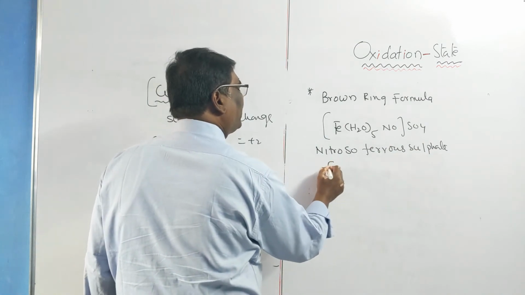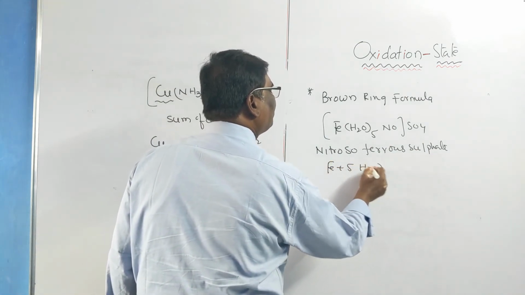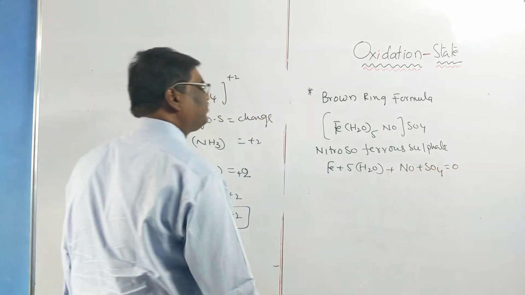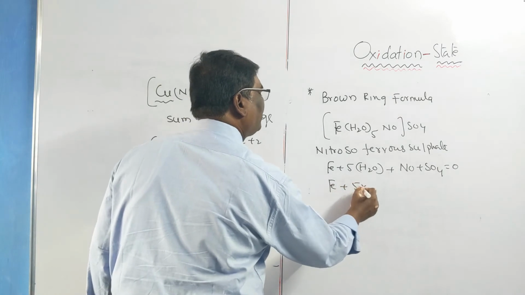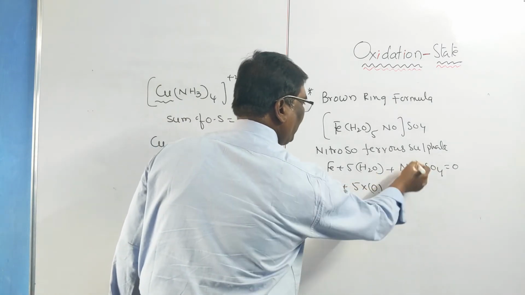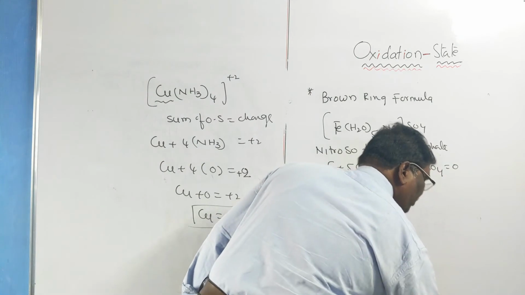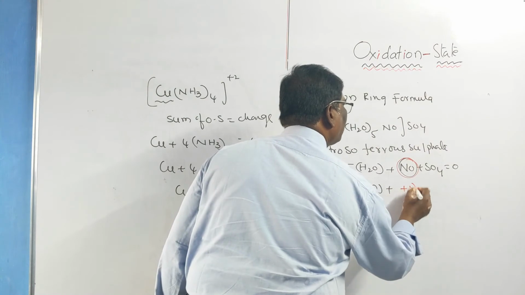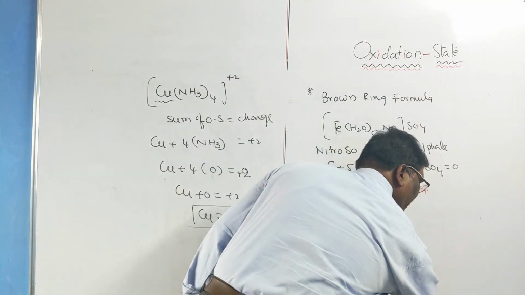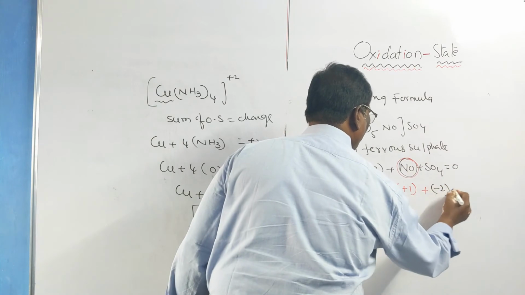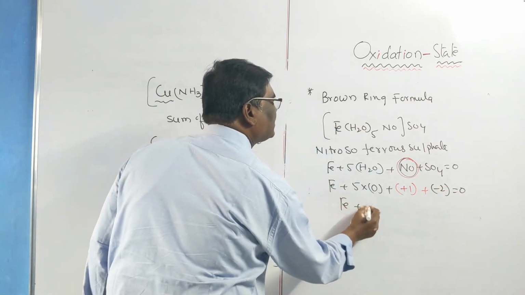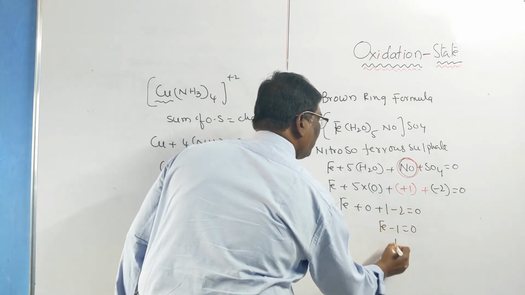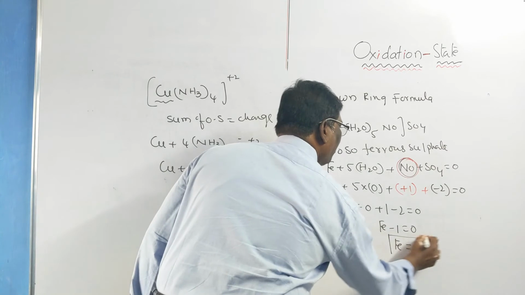Nitrosoferrous sulfate. 1 iron plus 5 water molecules plus NO plus sulfate, overall equal to 0. Iron we have to find out; 5 into 0, water is a neutral ligand. I told you NO is plus 1 in charge. That's why I am taking plus 1 charge for this one. You know, sulfate is minus 2. So on simplification, iron plus 0 plus 1 minus 2 equal to 0. Iron minus 1 equal to 0. Iron oxidation state in the brown ring formula is plus 1.